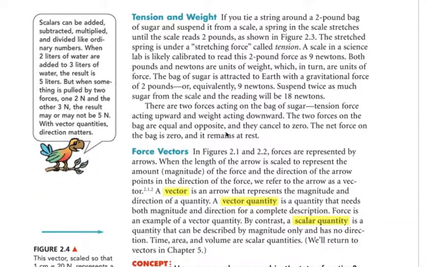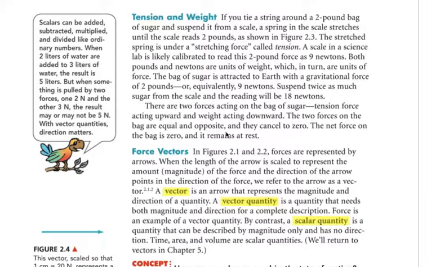Tension and weight. If you tie a string around a 2-pound bag of sugar and suspend it from a scale, a spring in the scale stretches until the scale reads 2 pounds, as shown in Figure 2.3. The stretched spring is under a stretching force called tension. A scale in a science lab is likely calibrated to read this 2-pound force as 9 newtons. Both pounds and newtons are units of weight, which in turn are units of force. The bag of sugar is attracted to the earth with a gravitational force of 2 pounds, or equivalently 9 newtons.